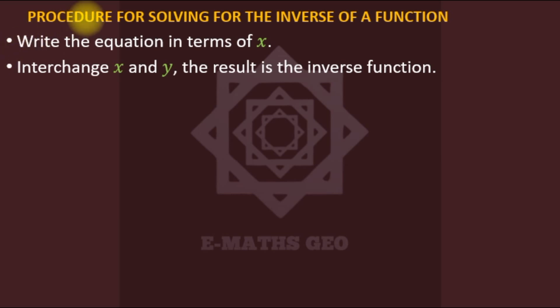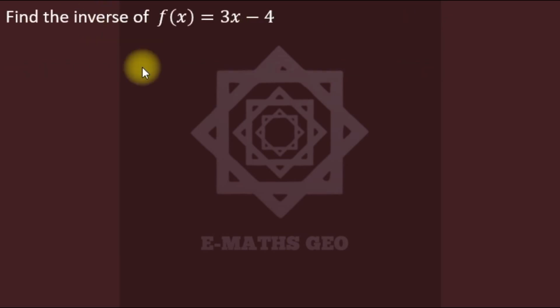General steps: the procedure for solving for the inverse of a function. First of all, we need to write the equation in terms of x, that's make x the subject of formula. Secondly, we interchange x and y. The result is the inverse. So let's look at this question. Find the inverse of this.